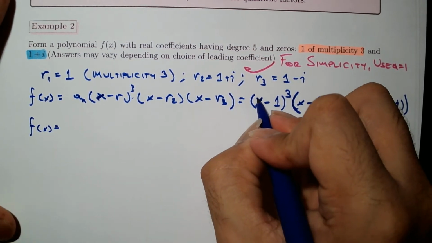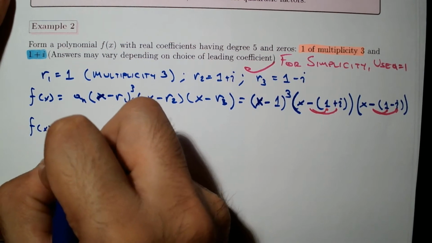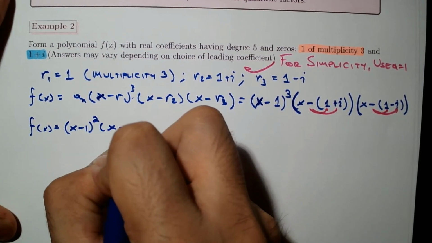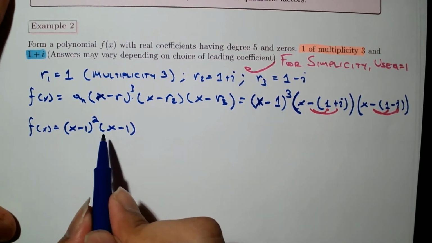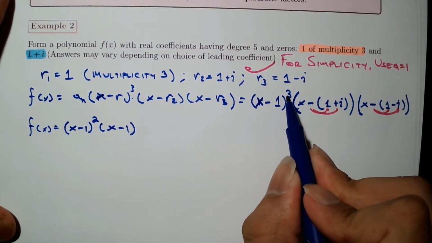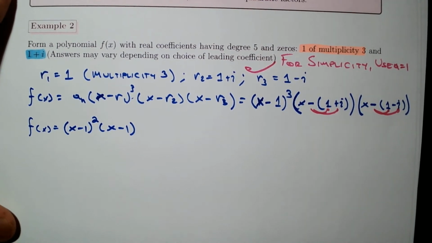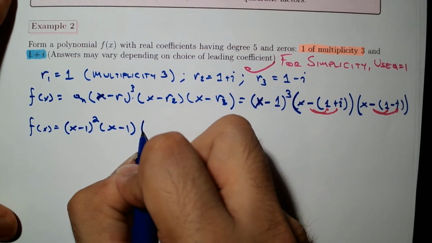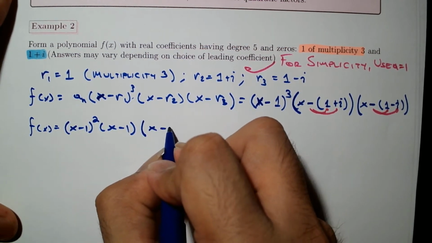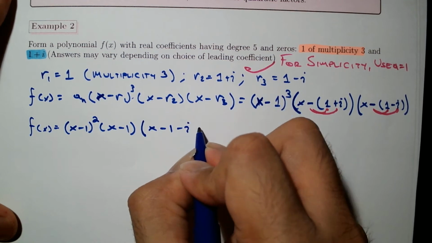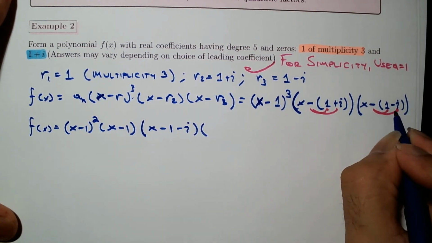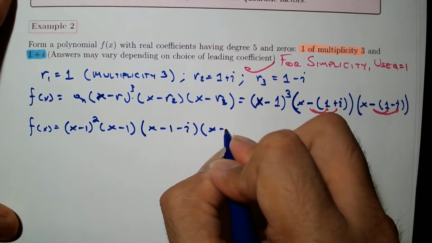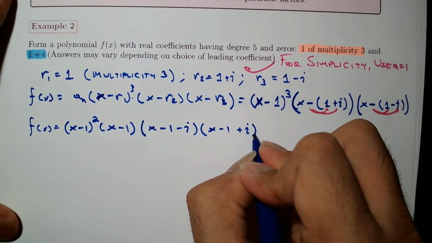it is not r, this is supposed to be x. x minus 1 quantity squared times x minus 1, because x minus 1 squared times x minus 1 is going to give us x minus 1 cubed. And then when I distribute this, I'm going to get the following: x minus 1 minus i times x minus 1 plus i, a negative times a negative is positive i. All right?